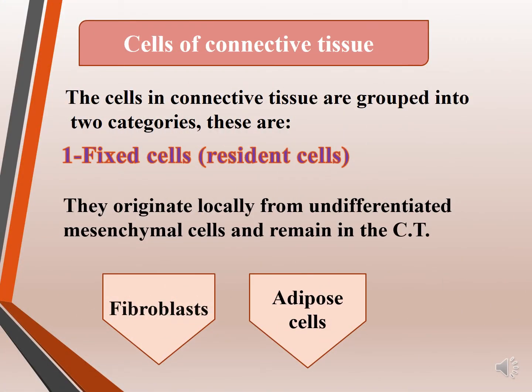Cells of connective tissue. The cells in connective tissue are grouped in two groups. These are fixed cells, or called resident cells. These cells originate locally from undifferentiated mesenchymal cells and remain in connective tissue. So all the fixed cells originate from a starting point, which is the mesenchymal cells, and are formed in the connective tissue. These are fibroblasts and adipose cells.